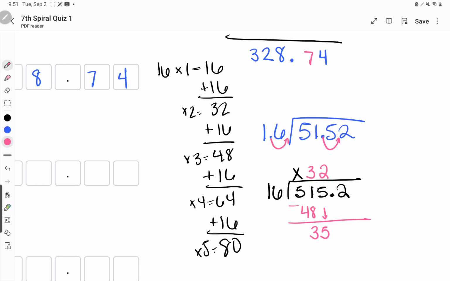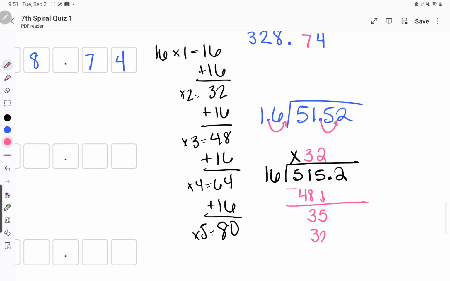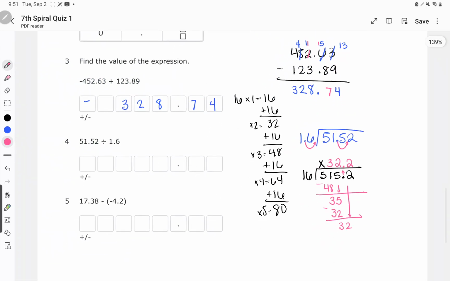Write down that 2. 2 times 16 gives us 32. Subtract, and that gives us 3. Drop down my 2. 16 goes into 32 2 times. Bring your decimal straight up. That gives us 32.2.